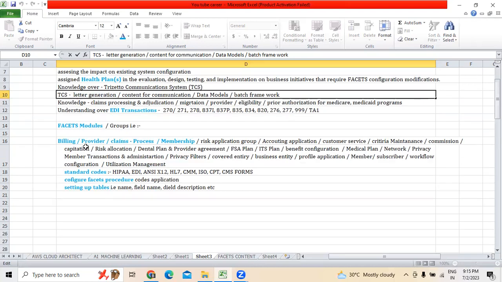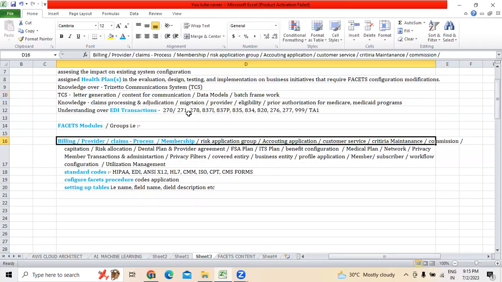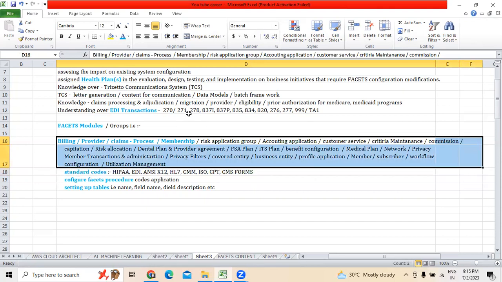At the same time, there are a lot of FACETS modules and groups, something like billing provider, claim processing, membership, all that. So these are the major ones. Whatever I highlighted here, billing provider, claims and membership, these are the major modules. Being a business analyst, one must be good with them. Apart from that, there were other groups too. But I don't recommend that each and every group and module will be experienced by the BA, right? Because that may not be possible practically all the time. It depends on the kind of environment and the kind of job profile a person is working in.